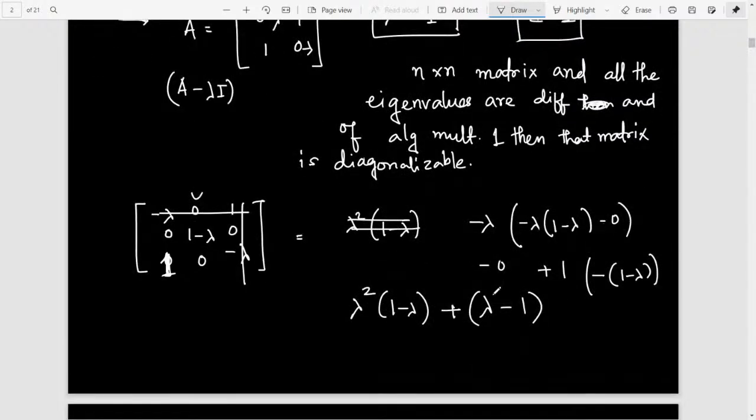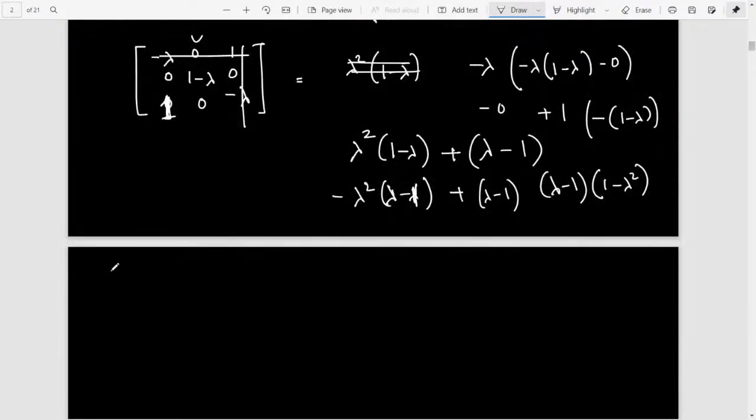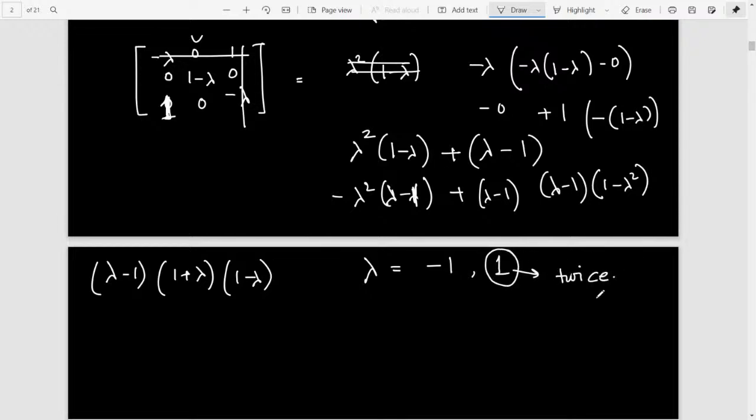Okay, so then from here onwards you can also check what the roots are. So if you write it down as minus lambda square into lambda minus 1 plus lambda minus 1, then you take lambda minus 1 common. These are computational things, 1 minus lambda square. So from here, if you take lambda minus 1, then 1 minus lambda square is 1 plus lambda into 1 minus lambda. Okay, so then what are the values of lambda? The values of lambda are either minus 1 or 1, but now there is a multiplicity going on. As you can see, 1 is occurring twice. Do you see that? So the algebraic multiplicity of lambda equals 1 is 2.